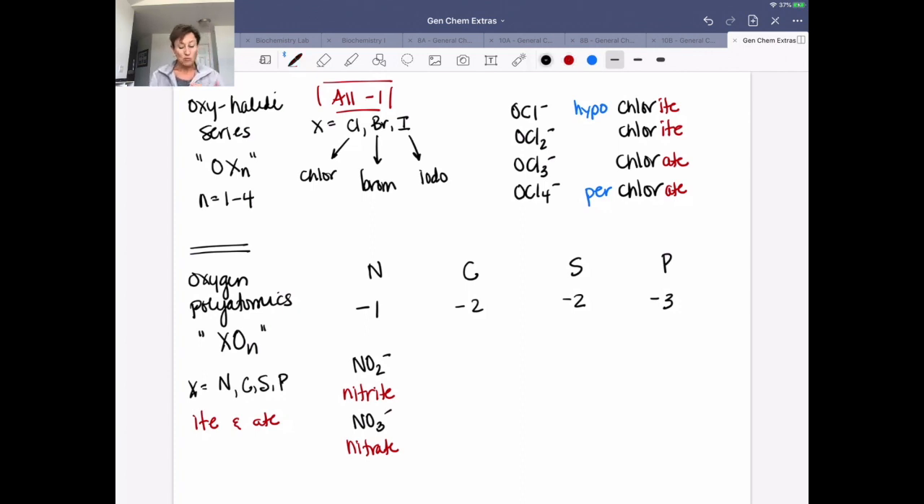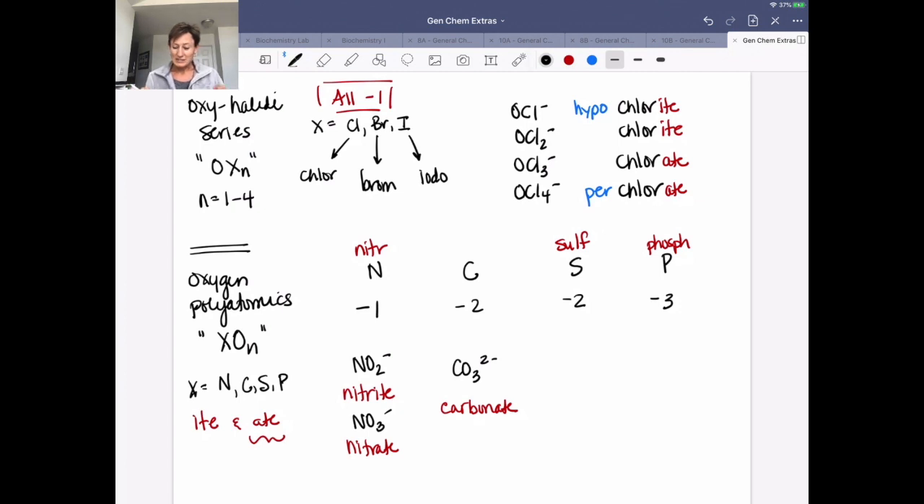We actually only have one that we're going to see here for our carbon oxygen series, and that's going to be CO3 2-. If there's only one, we're going to name it with the ate, so this is carbonate.